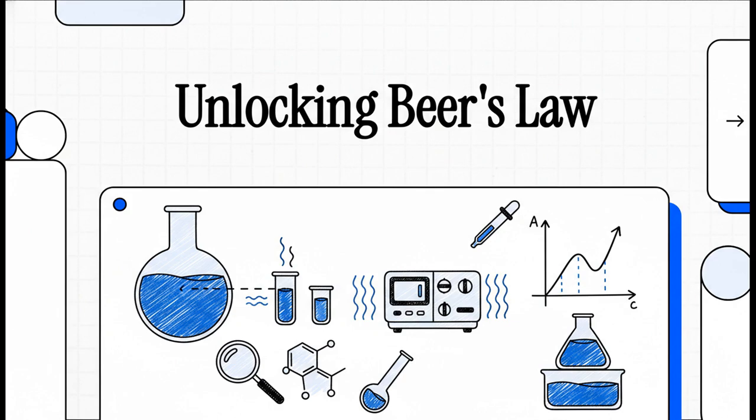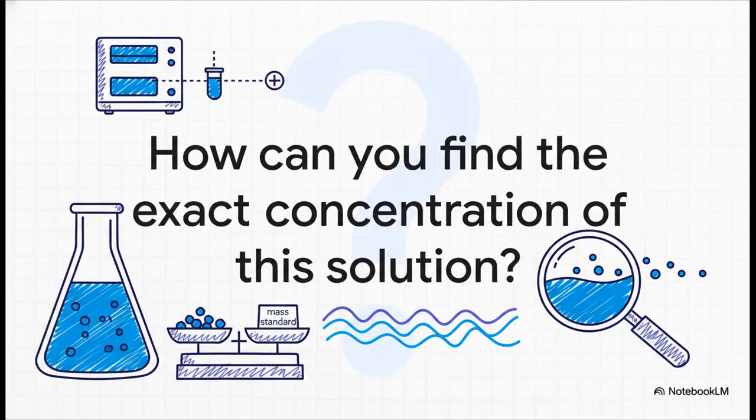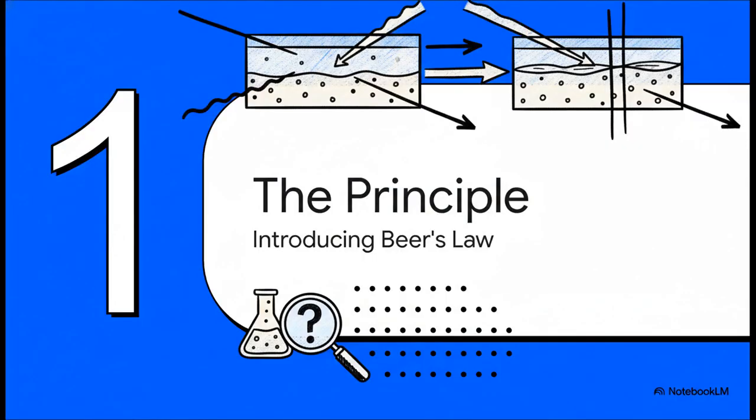Let's dive in. Okay, so imagine this. You've got this beaker of blue liquid. It's copper 2 sulfate. We know what it is, but we have no idea how concentrated it is. How can we figure out the exact amount that's dissolved in there without just guessing? Well, it turns out there's a really elegant way to do it. And it's all thanks to one fundamental scientific principle. So, it's time to introduce our mystery-solving tool, Beer's Law.